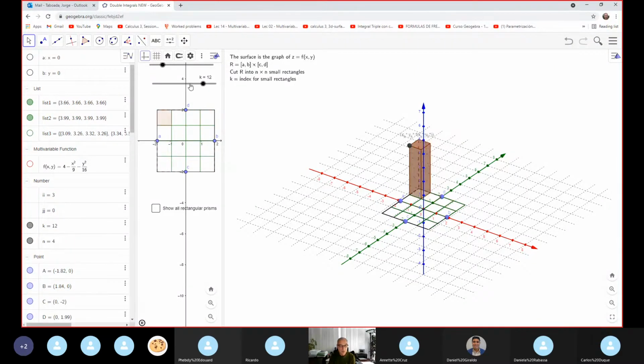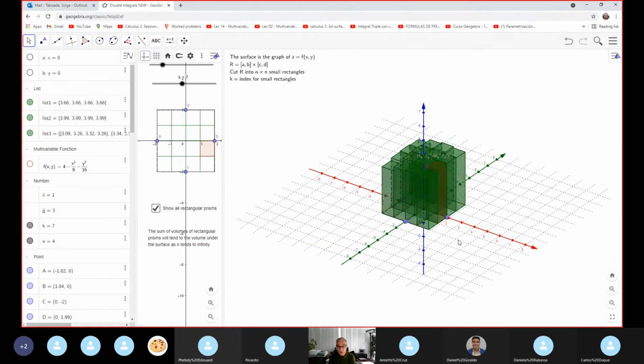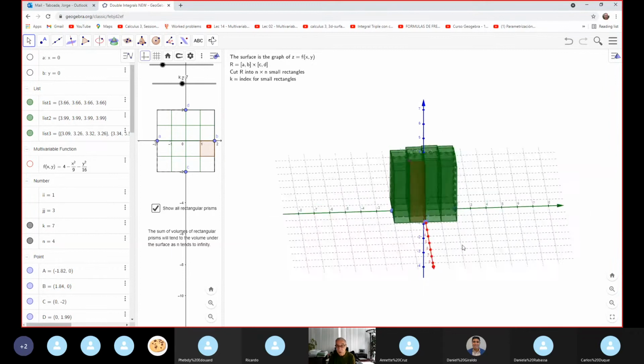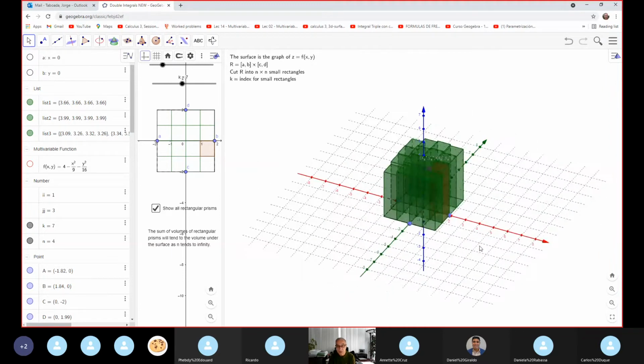Now, for example, let me stop the animation. No animation anymore. However, you want to see the big picture after the summation. Every box, every prism. Boom! Look at that. This is the total. The green color represents the total summation.